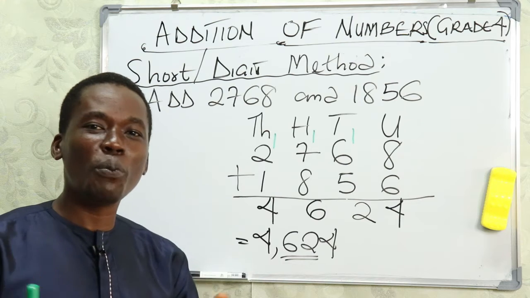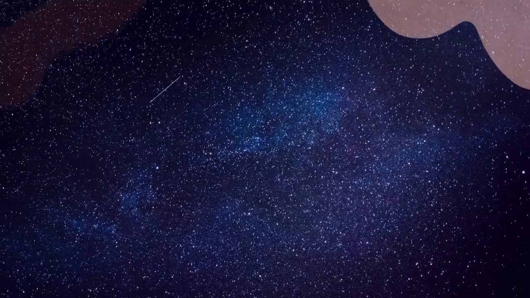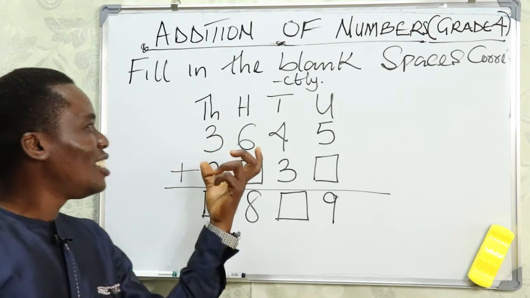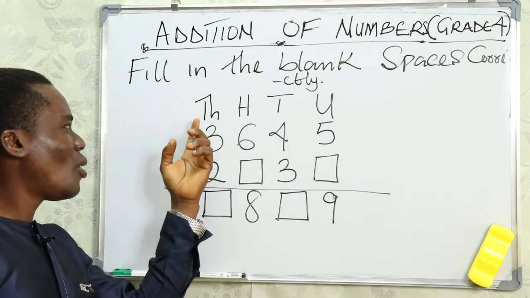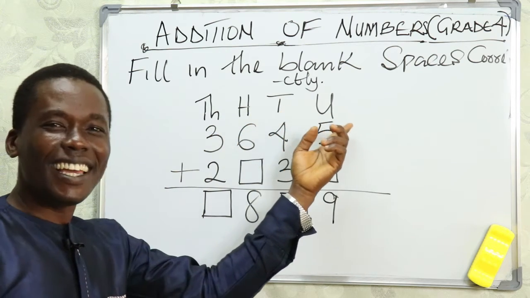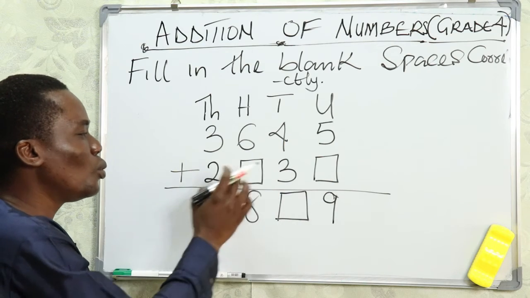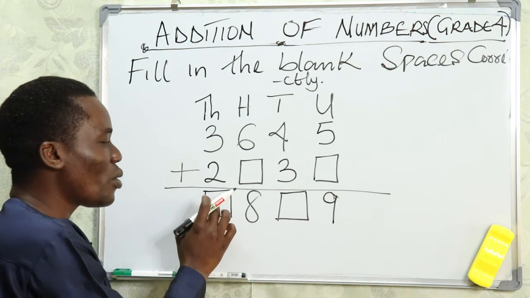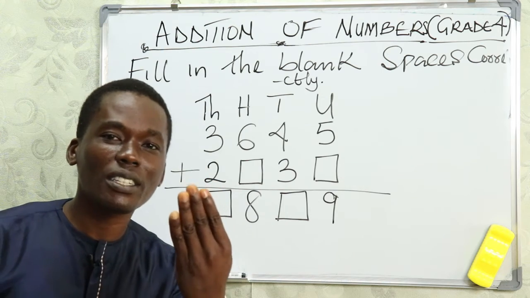This time around you will be asked to fill a space. Can you try it? Have you seen the question? Now let's go about solving it. If you're solving this, you're asked to fill in the blank space correctly. You have your numbers in the thousands, in the hundred, in the tens, and then in the unit. We have 3,645, and we have 2 with a blank space, 3 with a blank space. The result will give us blank space 8 and a blank space. So we have 4 blank spaces to fill.